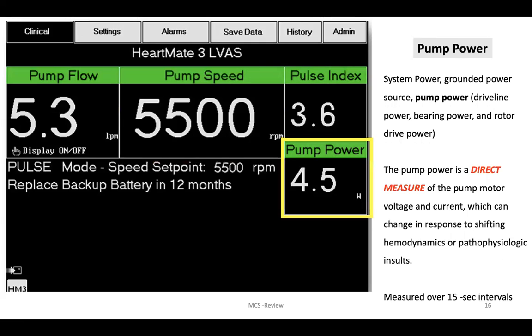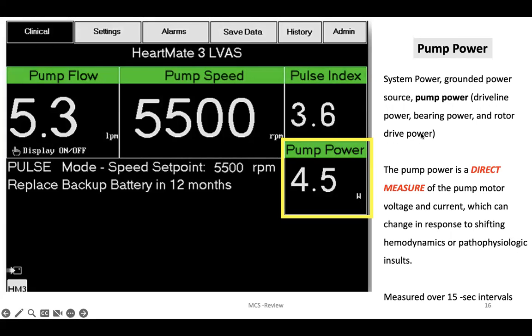You have the ground power, which is the power between the controller and the battery, and you have the pump power itself that includes the driveline power. It is the energy required to go from the controller to the pump itself. There is a bearing power and the rotor drive power.